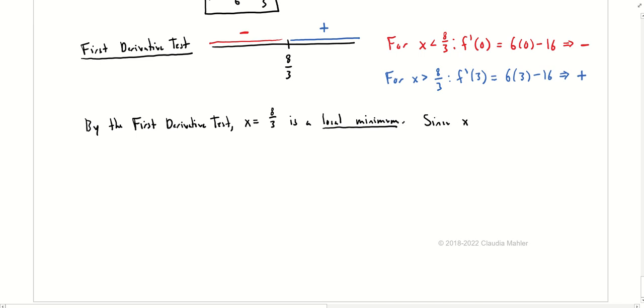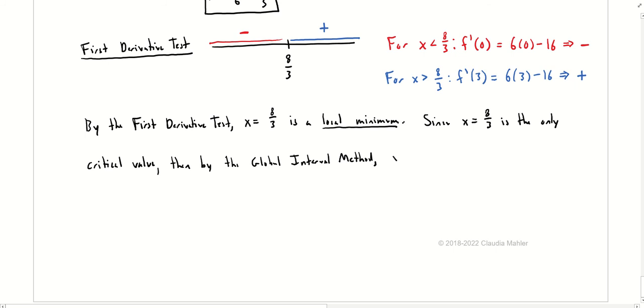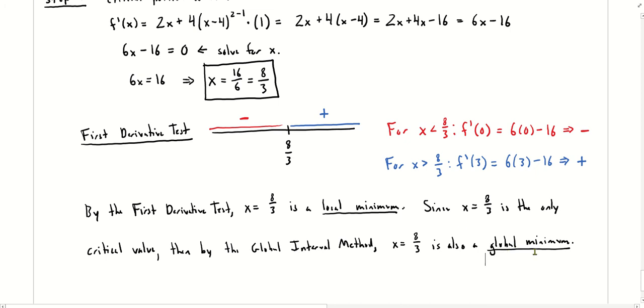So I'll say here, since x equals 8/3 is the only critical value or critical point, I can say then by the global interval method, x equals 8/3 is also a global minimum. Okay, so we found the value of x that is a global minimum.